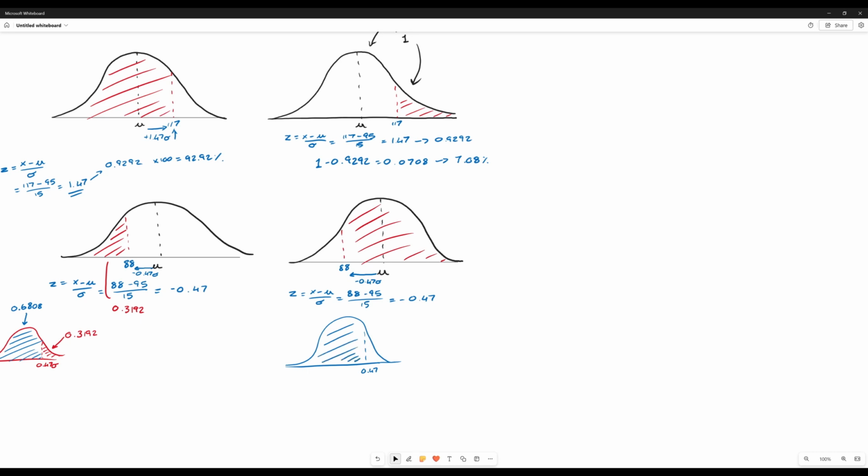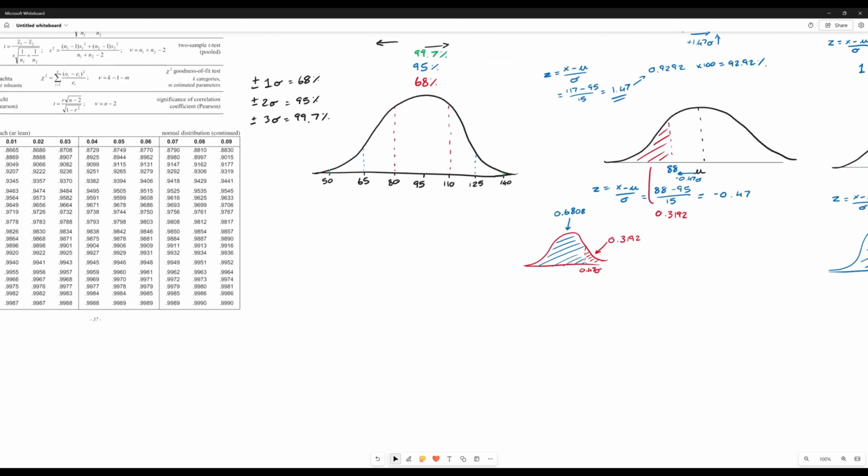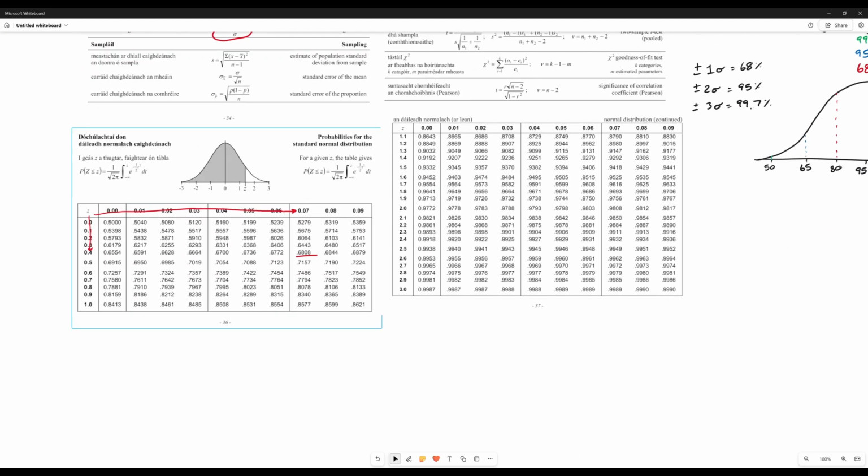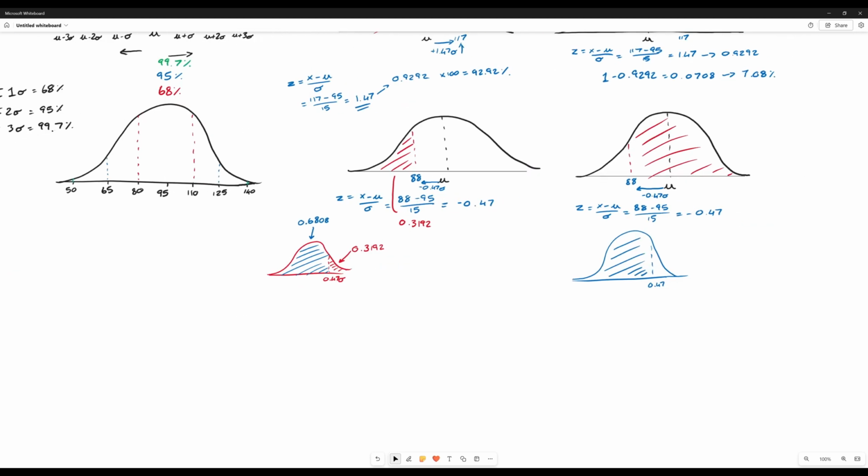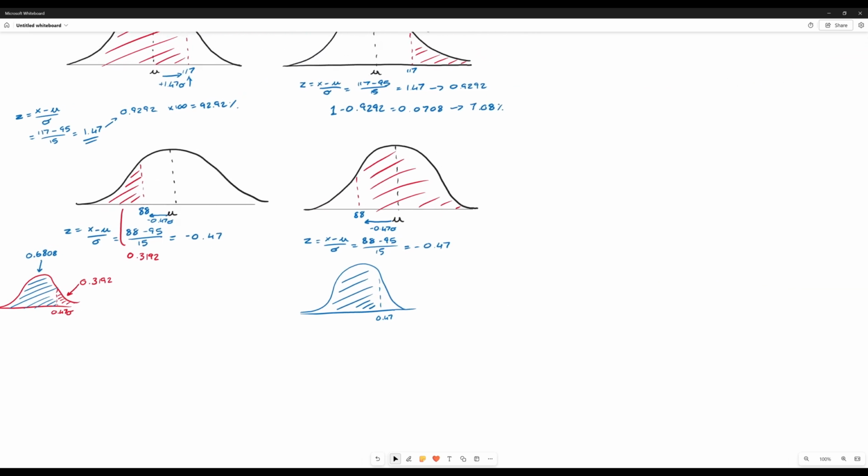And what we would do is we'd go to our 0.47 on the grid, and we'd say, oh, 0.47 is 0.6808. Again, we know that because we've just done it, but imagining you hadn't done it already, you would say, oh, this is 0.6808. And then you would say, well, that's just the same as this, so this is also 0.6808, and that's your answer. That would be the answer to that. You would say 68.08% of Irish people have an IQ above 88.